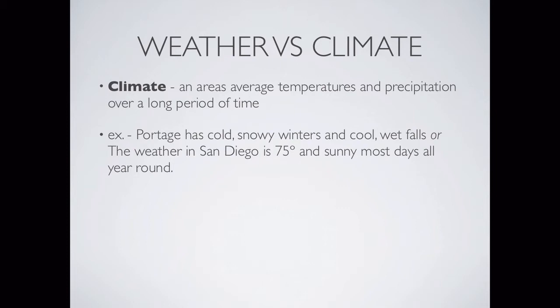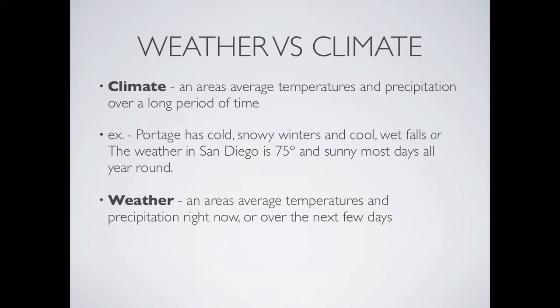If I say the weather in San Diego is 75 degrees and sunny most days all year round, again, I'm talking about climate because I'm talking about the big overall picture. What the weather is like, what the rainfall is like, what the temperatures are like on a year-round basis.